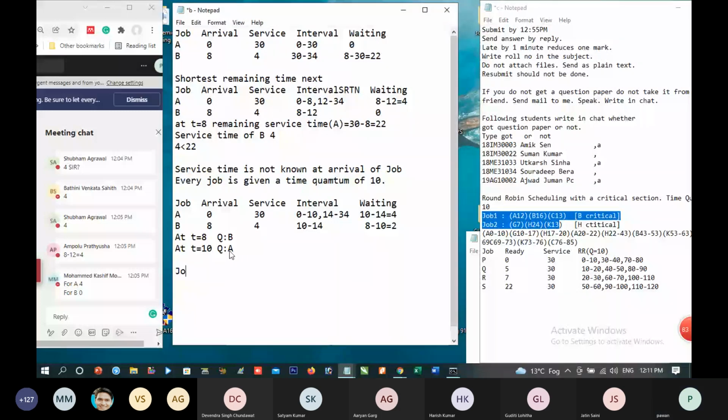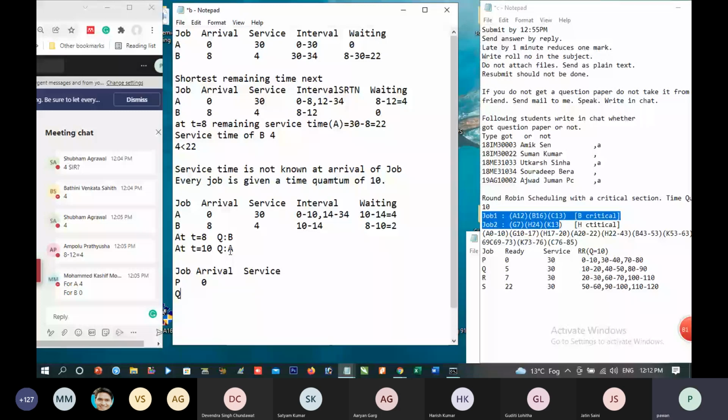Job arrival and service. Suppose there is a job P and there is a job Q. Job P has arrived at time t equal to 0 and Q has arrived at time t equal to 8.